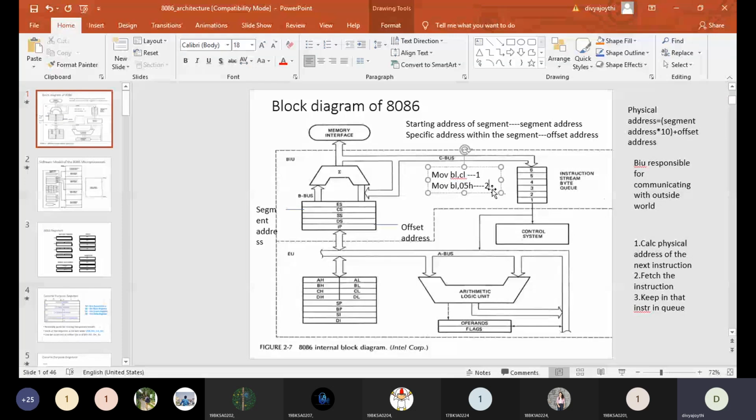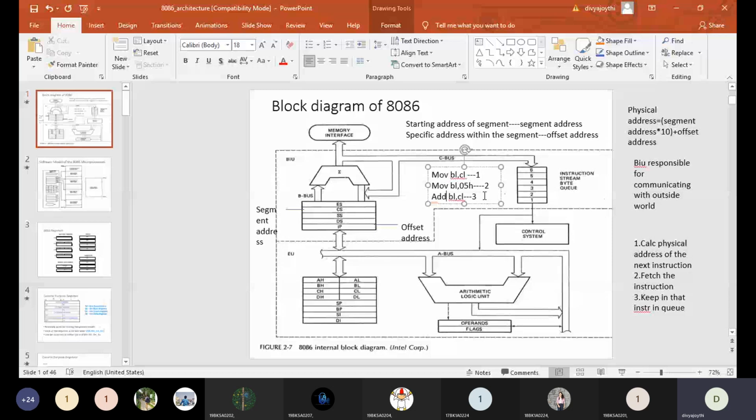Here I'll take another example for your better understanding. Add BL comma CL. Now you tell me, in this third instruction, does the opcode exist for the entire instruction, or only for add BL? Guys, answer me. The entire instruction, ma'am. Very good. Opcode will exist for the entire instruction because the instruction does not contain any number. When there is a number in an instruction, that number will directly come to EU, and the remaining part will have the opcode, and that opcode needs to be decoded.